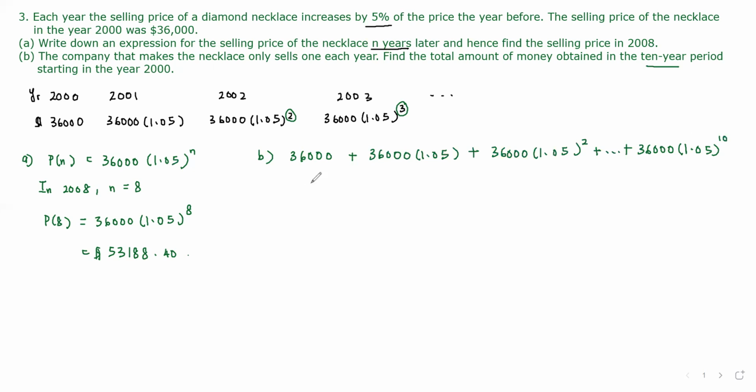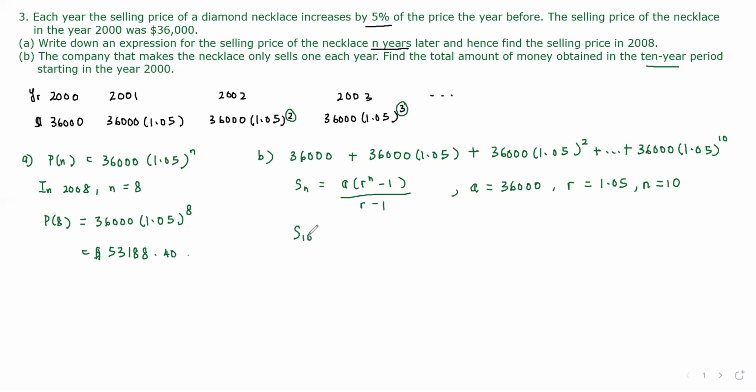36,000 times 1.05 to the 10. This is actually the sum of the geometric progression. So this is actually a geometric series. Now, S sub n, the sum of a geometric series, is given by a times r to the n minus 1 over r minus 1. And in this case here, a is 36,000, and the common ratio r is 1.05. 10 years later, n must be 10.